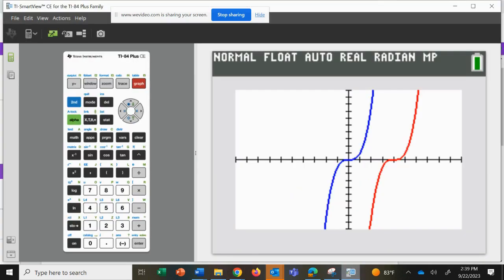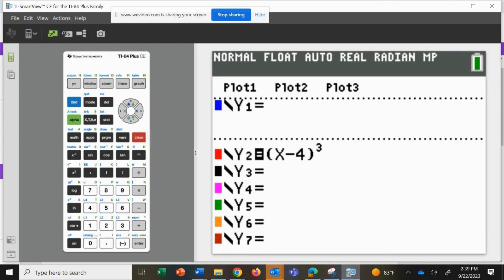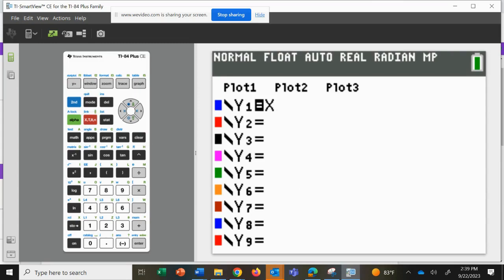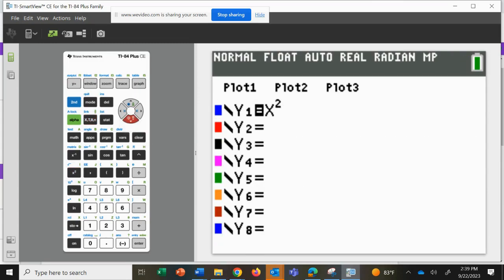So let's go to y equals, clear, clear. And I'm going to do x squared again as my original parent function, x squared. Okay, so I did x squared as y1. Check the people next to you. Make sure that they are following.